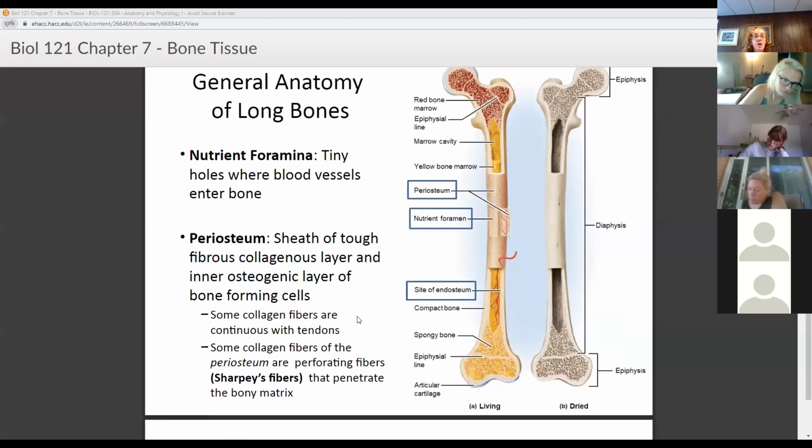Some of the collagen fibers of the periosteum are continuous with tendons. Remember, tendons attach muscles to bone. Some of the collagen fibers of the periosteum are perforating fibers called Sharpey's fibers that are going to penetrate the bony matrix.